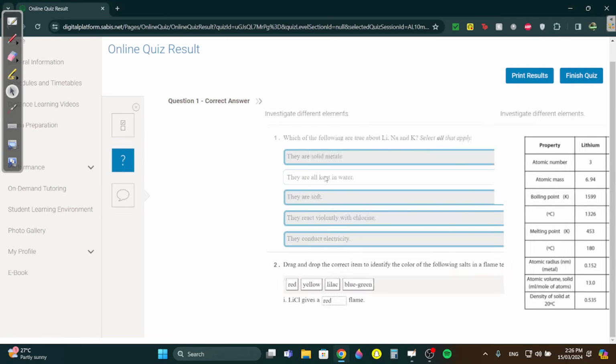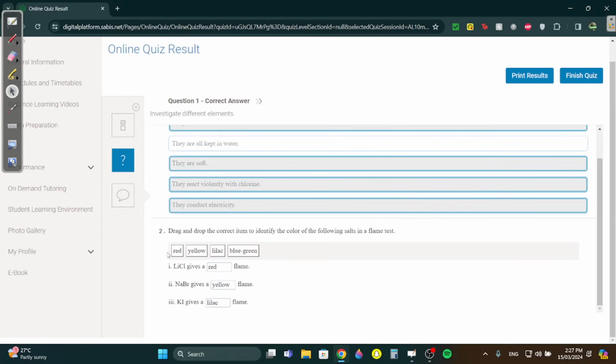Then the flame test. For the flame tests: Li, Na, and K. Upon being heated in a flame, Li gives a red color, Na gives a yellow color, and K gives a lilac or violet color. If you put purple, you get it wrong. Please don't put purple. You memorize it.